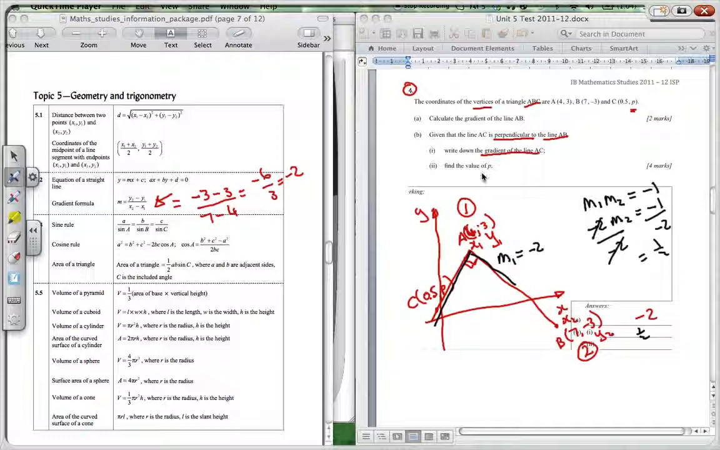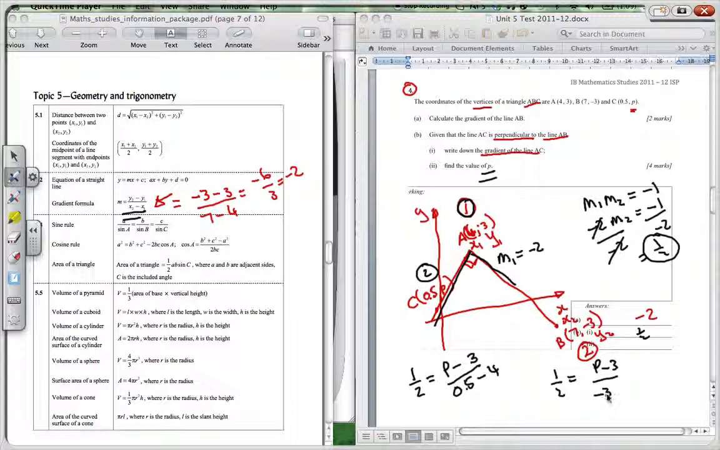And then finally it says find the value of P. Now we've got our slope, so I can go and use this formula over here and put that in. So I've got my slope, which is equal to 1/2, is equal to y2 minus y1 over x2 minus x1. Let's leave A as point 1 again, but now we'll call this point 2. So y2 is going to be P minus 3 over 0.5 minus 4. So from this we're going to get 1/2 is equal to P minus 3 divided by minus 3.5.